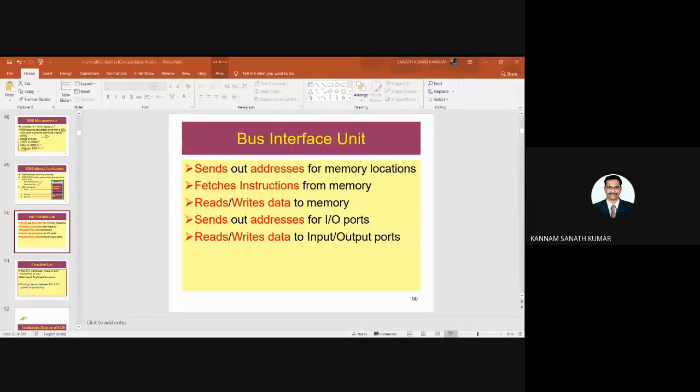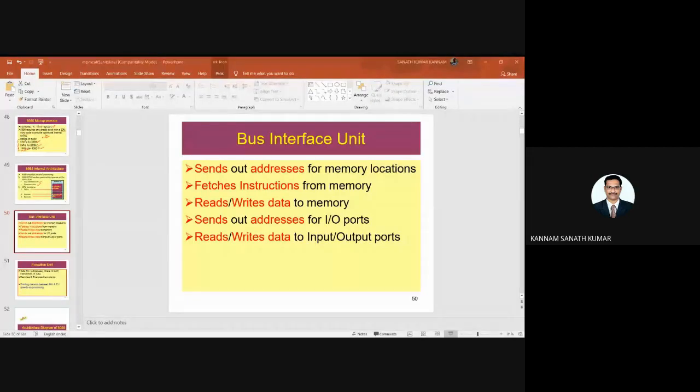And what will the execution unit do? It will tell the bus interface unit where to fetch the instructions or data from the memory. It will guide the bus interface unit. And whatever instruction is fetched, it will decode and execute the instruction.